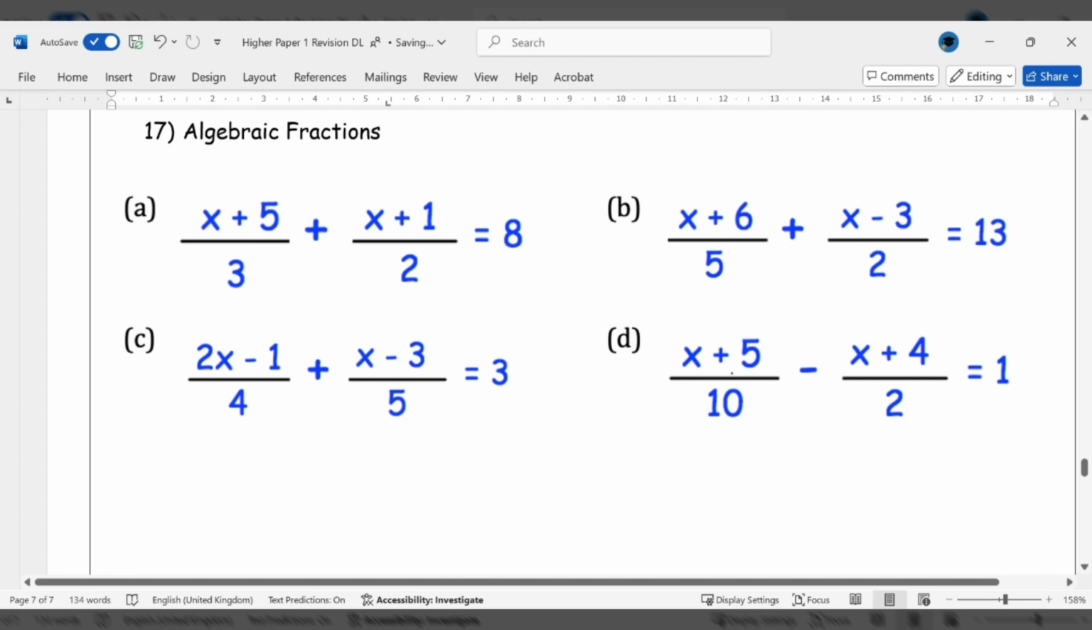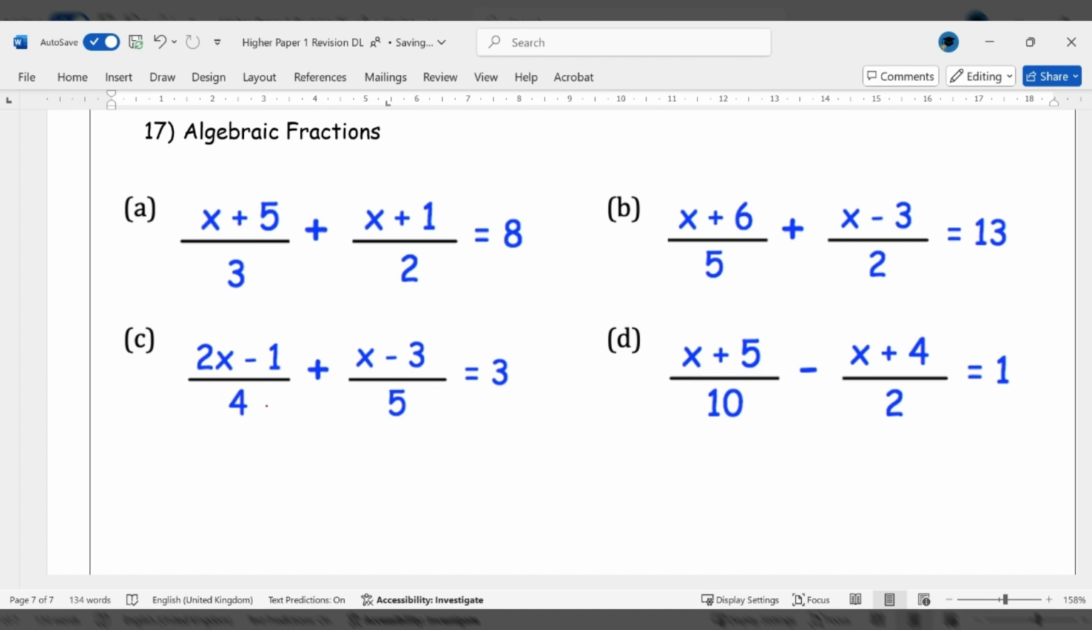So what you want to do here is make the bottom numbers the same again. So what I'm going to do here is, look, to make that 20, I'll times it by 5, but I also have to times the top by 5. To make that 20, I'll times it by 4, but I also have to times all of the top by 4. Okay, so what I end up with then is 5 times this, which is 10x minus 5, plus 4 lots of this, which is 4x minus 12, all over.